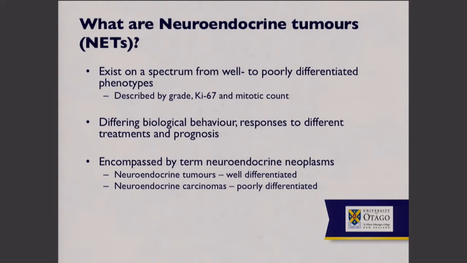Because of that spectrum, they have differing behaviours, they can produce different hormones, and they have different responses to treatment and different prognoses. All of them, if you want to just lump them all together, call them neuroendocrine neoplasms. If it's well differentiated, then it's a tumour. If it's poorly differentiated, then it's a carcinoma. And that's sort of the simplest way of describing them.